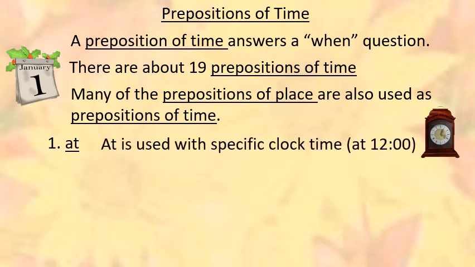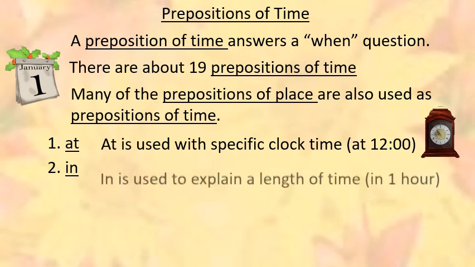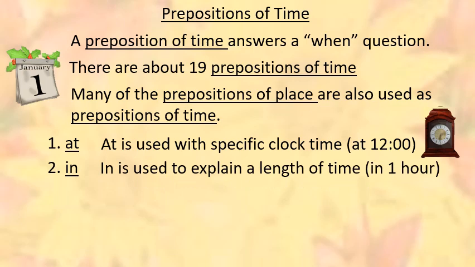At is used with specific clock time, for example, at 12 o'clock. In is a preposition of place, but it's also used as a preposition of time. In is used to explain a length of time, for example, in 1 hour.